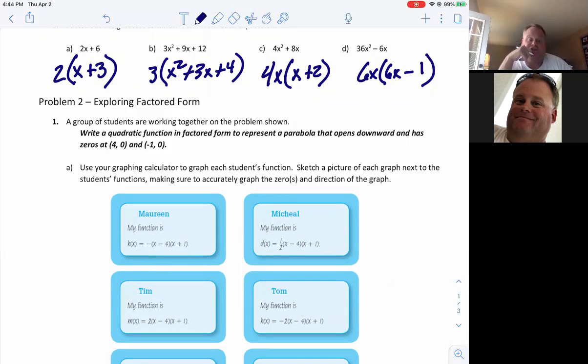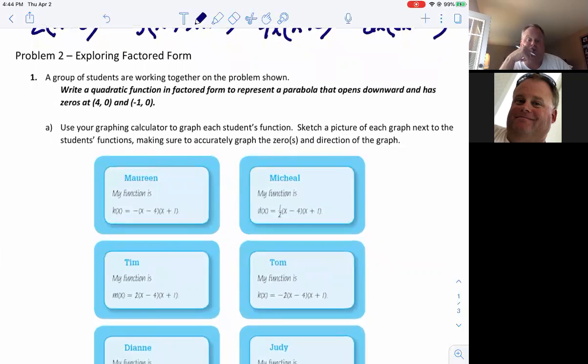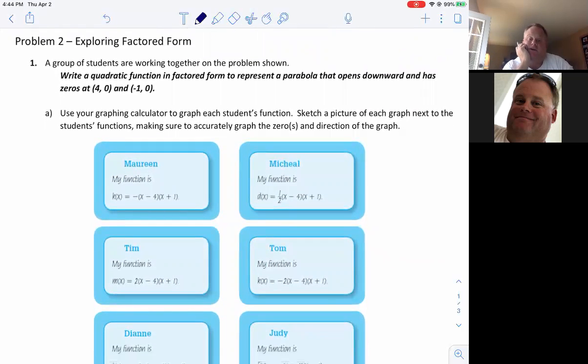So the question is, we want you to use your graphing calculator to graph each student's function, and sketch a picture of each graph next to the student's function, making sure to accurately graph the zeros and the direction of the graph.